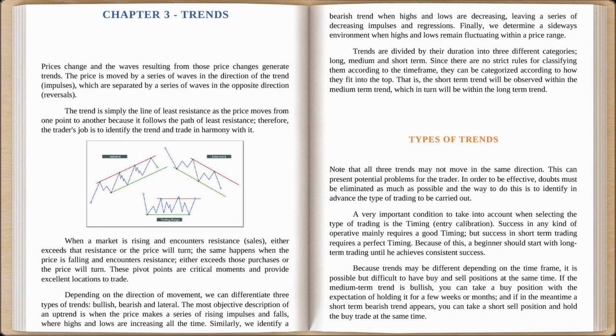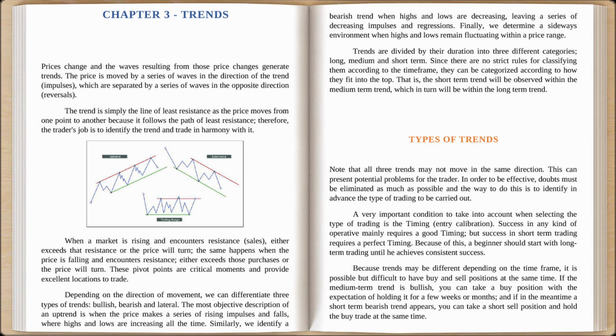Depending on the direction of movement, we can differentiate 3 types of trends: bullish, bearish, and lateral. The most objective description of an uptrend is when the price makes a series of rising impulses and falls, where highs and lows are increasing all the time. Similarly, we identify a bearish trend when highs and lows are decreasing, leaving a series of decreasing impulses and regressions. Finally, we determine a sideways environment when highs and lows remain fluctuating within a price range.